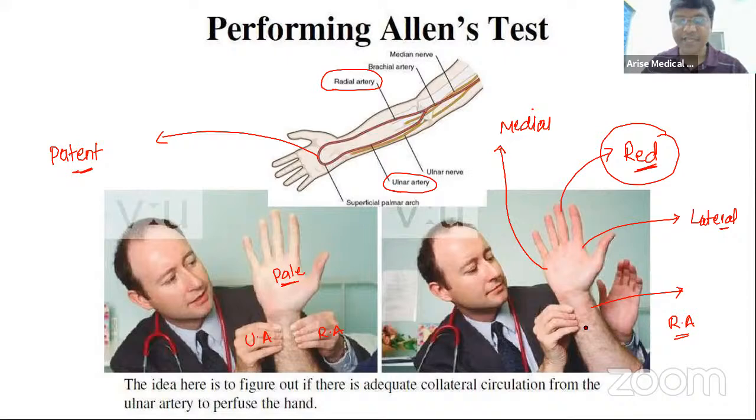But if any of these vessels is blocked, for example, the radial artery is gone, no problem, we need not worry. Why we need not worry? Because we have the ulnar artery connected to the palmar arch and it will supply the lateral side also. So the integrity of the palmar arch is very important before doing the ABG, arterial blood gas analysis.